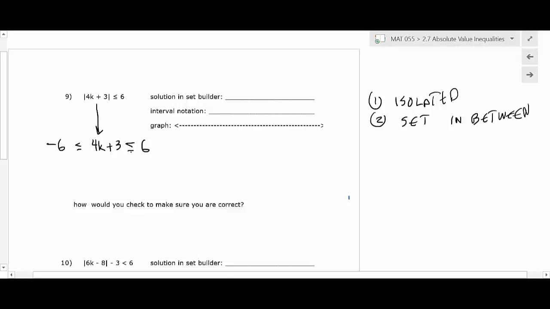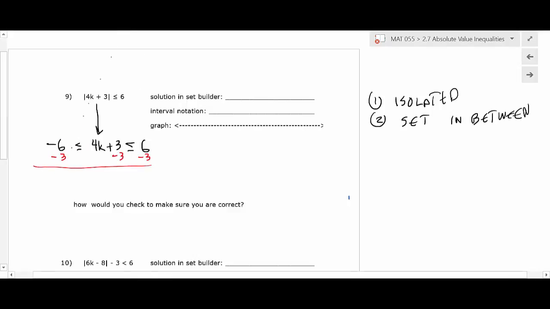Now what we have to do is solve this inequality. It depends on your background. What you have to do is get k by itself in the middle. That's not done. So how do you get rid of that 3? Subtract. You'd have to go minus 3 there, -3 there, and -3 there. This is called a 3-part inequality, so you have to do the same thing to all 3 parts. That's real important, okay? All 3 parts you have to do that.